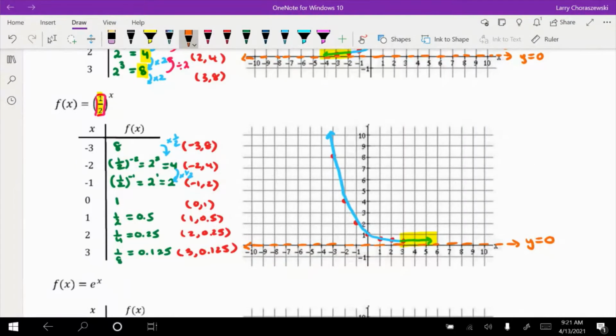Okay, so did you guys come up with a similar graph? All right.